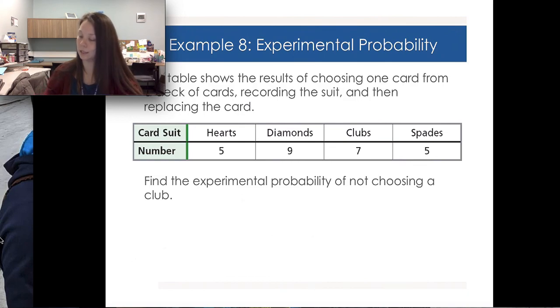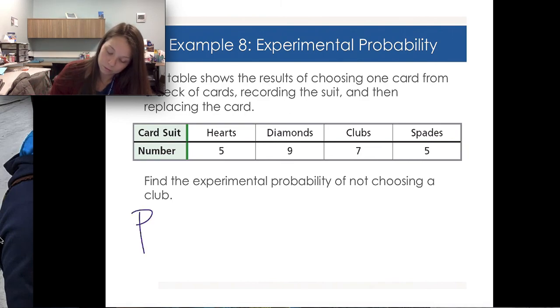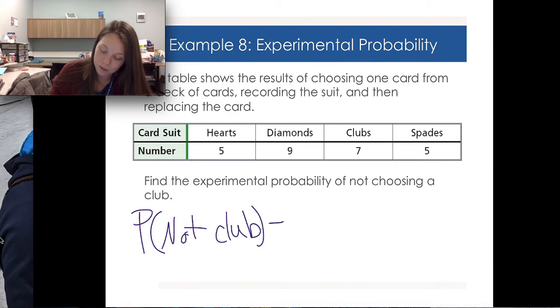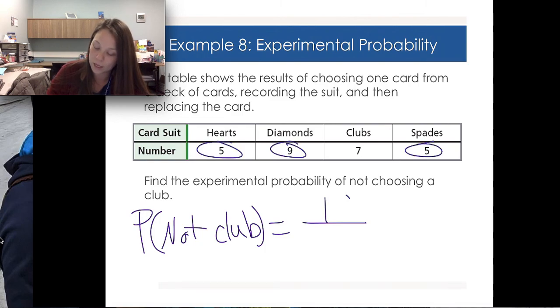Example 8. The table shows the results of choosing one card from a deck of cards, recording the suit, and then replacing the card. Find the experimental probability of not choosing a club. Well, if you're not choosing a club, then that means you are choosing hearts, diamonds, or spades. And adding the hearts, diamonds, and spades together, we get 19 out of a total number of cards that we chose, which was 26.